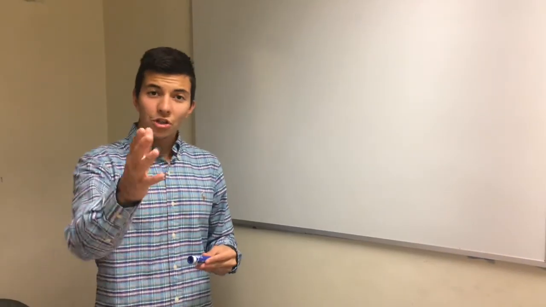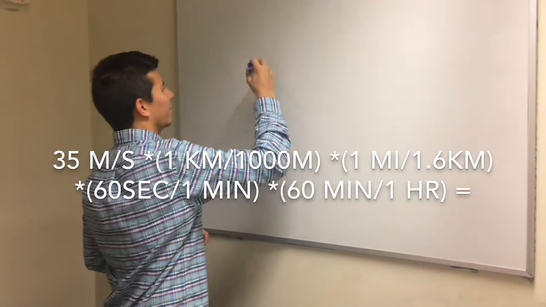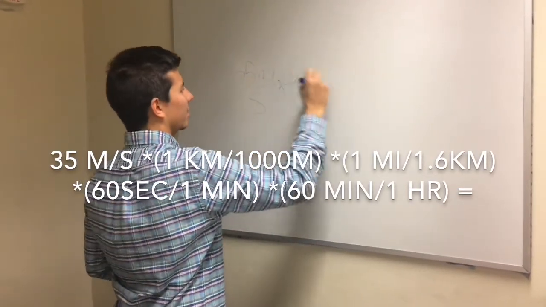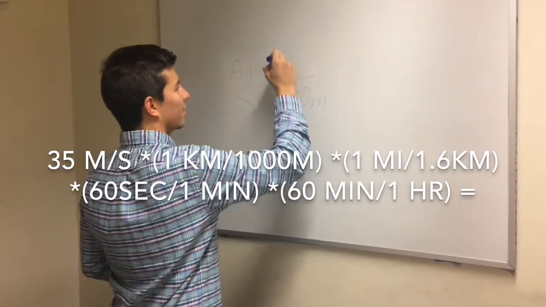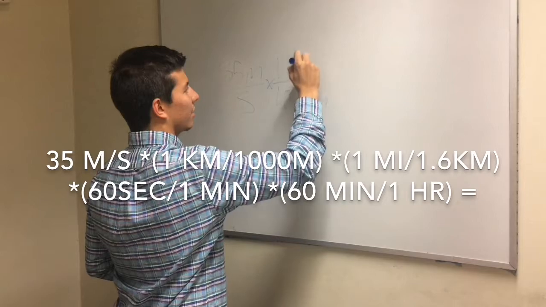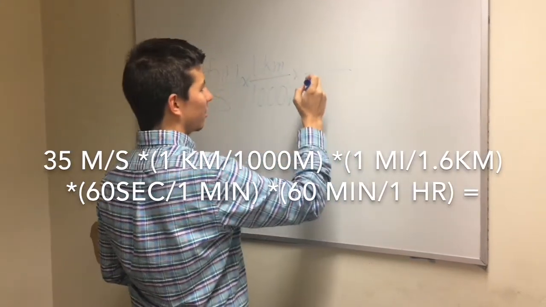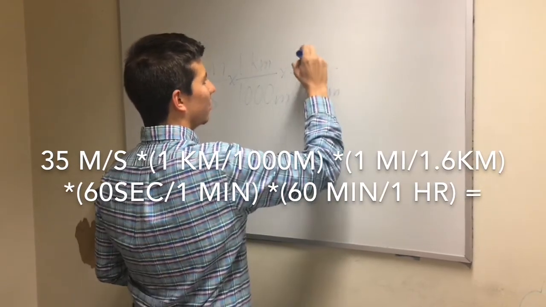Could you show me an example? Sure! Let's take your 35 meters per second. We then go and put 1,000 meters per 1 kilometer. Here we have basic prefixes. Then we go 1.6 kilometers in 1 mile.